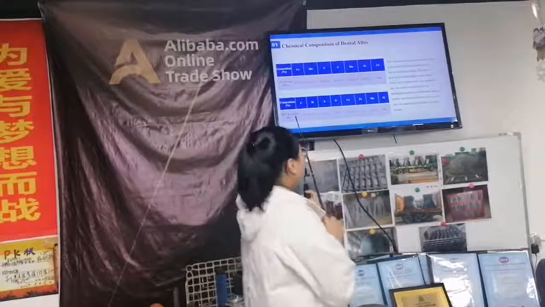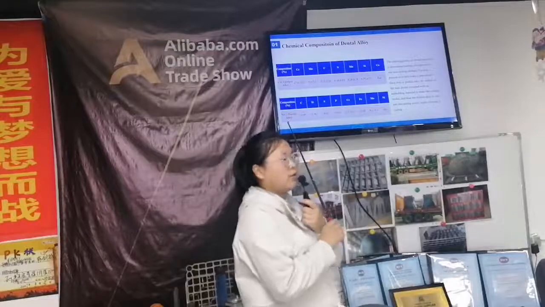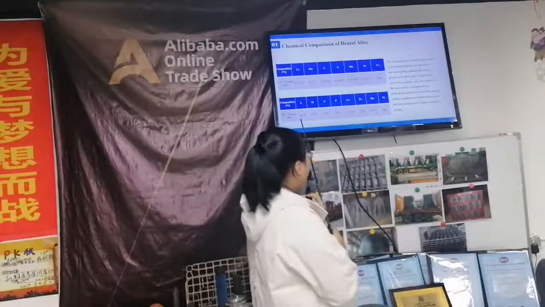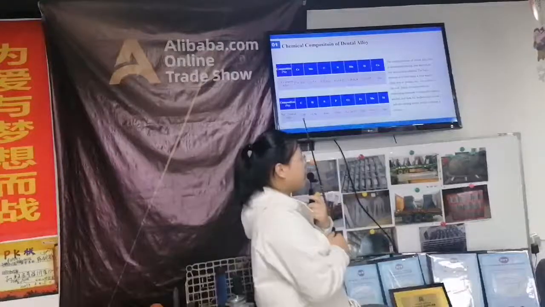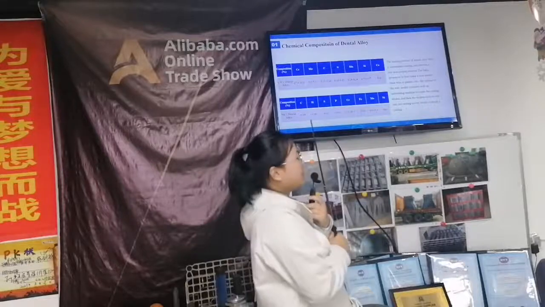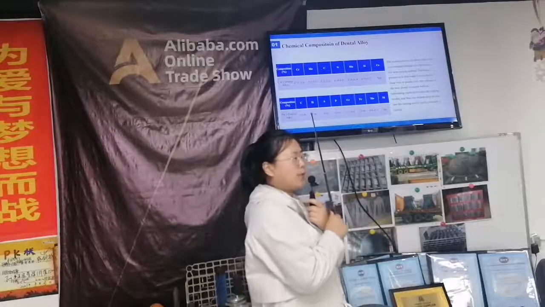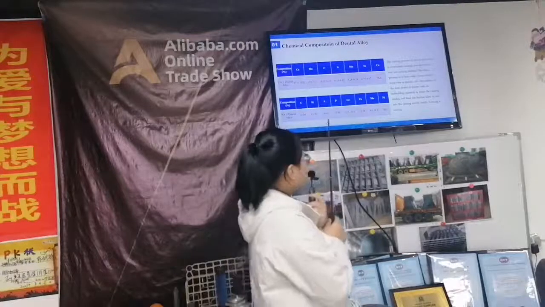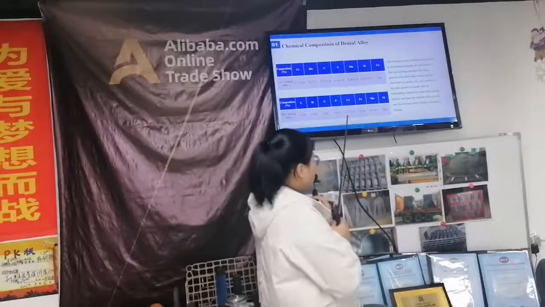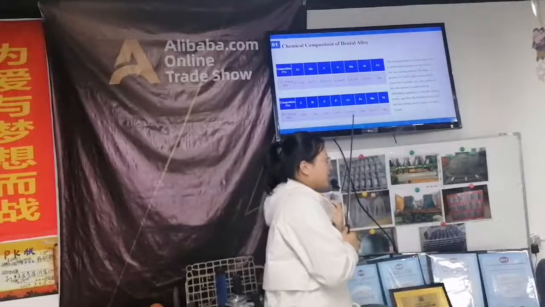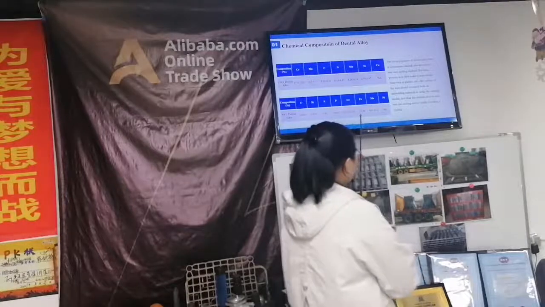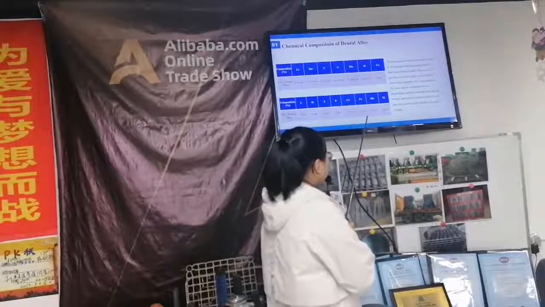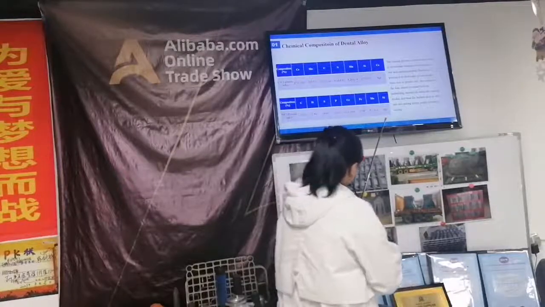Next table is nickel chromium dental alloy. For carbon is less than 0.05%. For silicon is less than 1.5%. For chromium is 28 to 26%. For iron is less than 2.0%. For nickel is balanced.